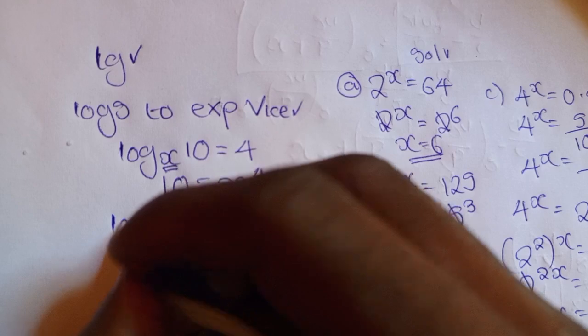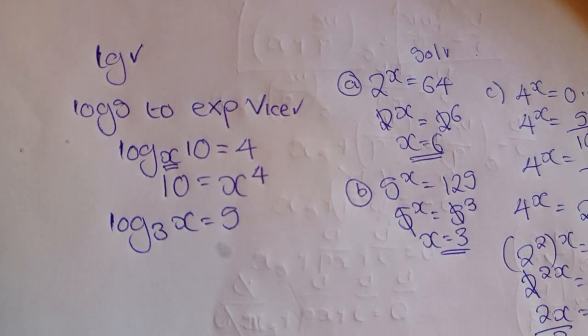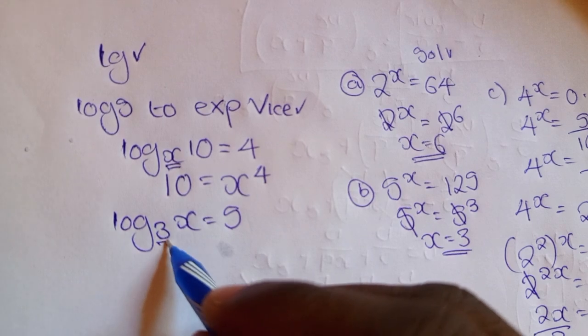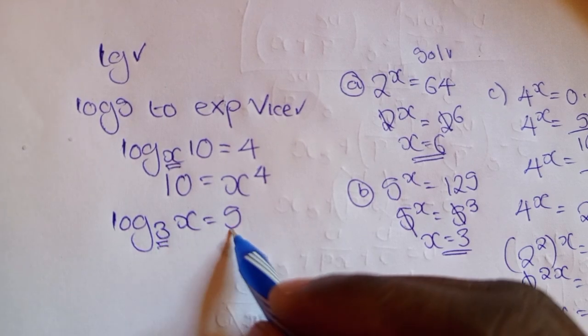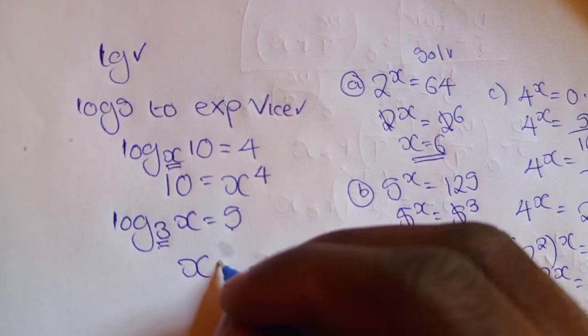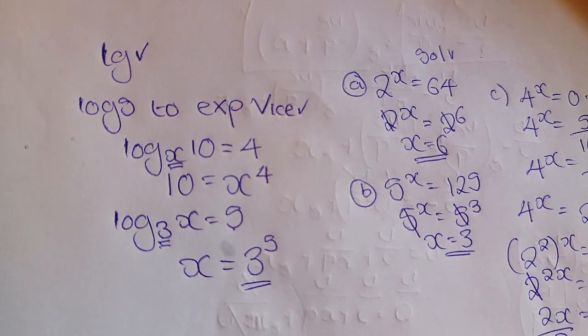Then the other one we can have is log base 3 of x equal to 5. What you can do best is pause the video and see if you have understood the conversion of log to exponential. So we continue. The base of the log will come here, and this number will become the power. So you have 3 to the power 5 equals x, like this. So we have converted logarithms to exponential.